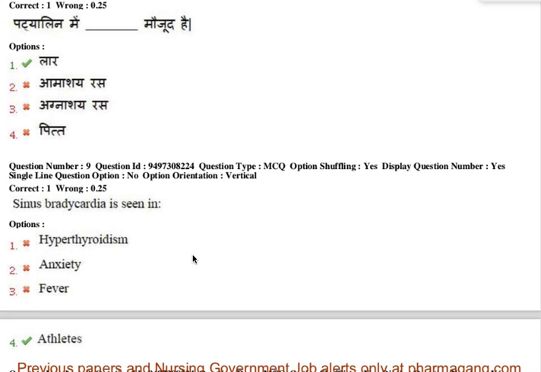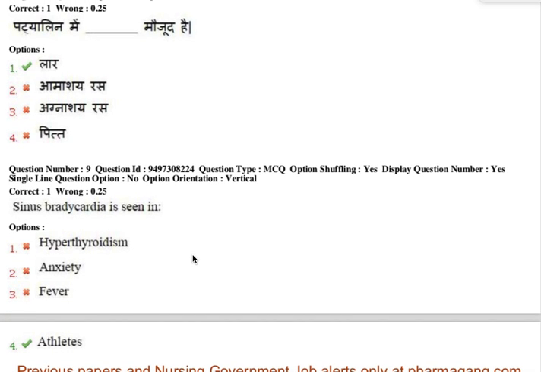Next question. Question number 9. Sinus bradycardia is seen in. Answer is athletes. Sinus bradycardia is seen in the athletes.